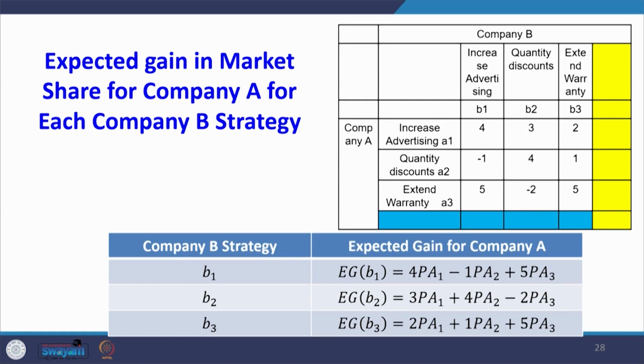Now, the expected gain in market share for company A for each of company B's strategies. If company B goes for B1, the expected gain for company A is what we have seen just now. If company B goes for B2, what is the expected gain for company A? With PA1, PA2, PA3, it is 3 PA1 plus 4 PA2 minus 2 PA3. If company B goes for B3, what is the expected gain for A? It is 2 PA1 plus 1 PA2 plus 5 PA3.